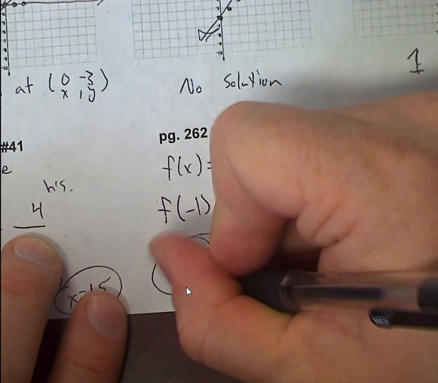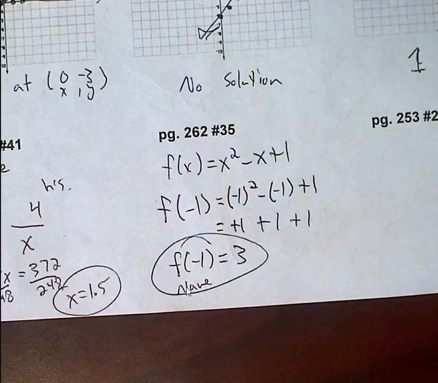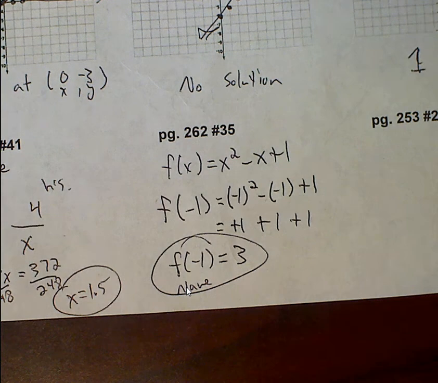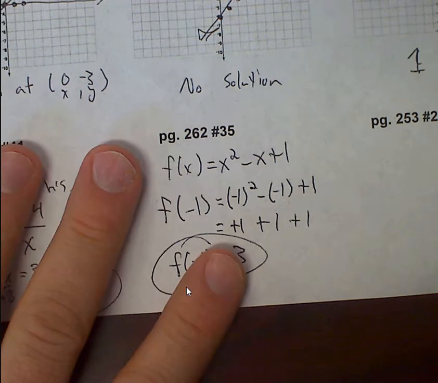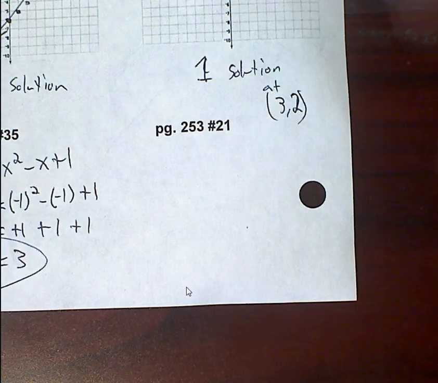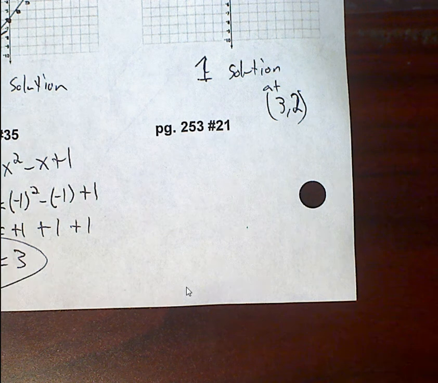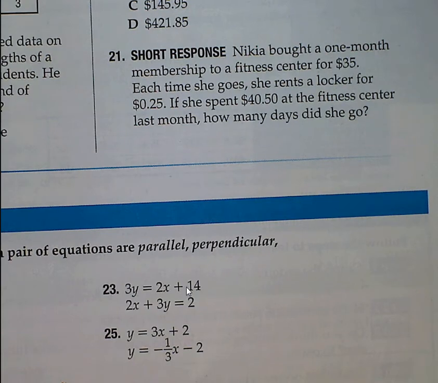Remember, f of negative 1 is just a name. That is our function notation. I'm trying to get us used to that again. Page 253, number 21. Pause the video and try.